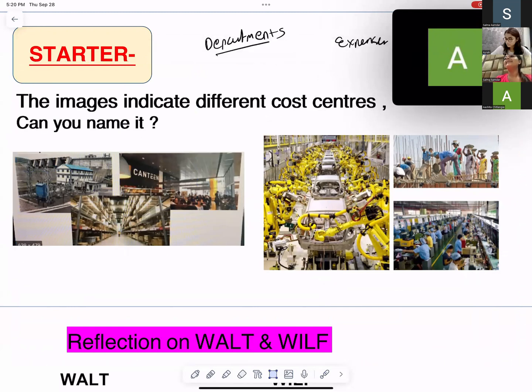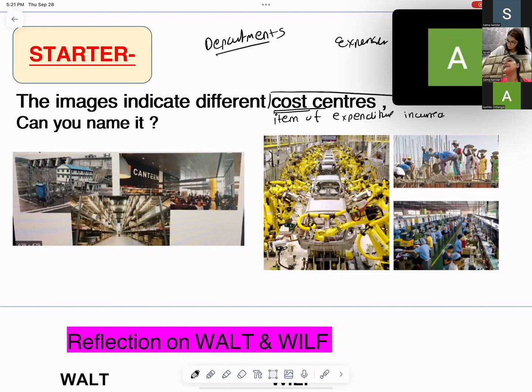Where your item of expenses are being incurred, that place is called your cost center. Where your item of expenditure is incurred. So any item of expenditure that happens anywhere, when there is an item of expenditure that is incurred, that place is called your cost center. Cost center.